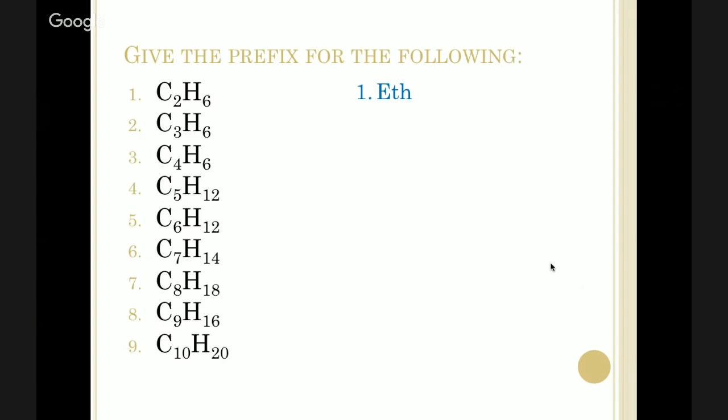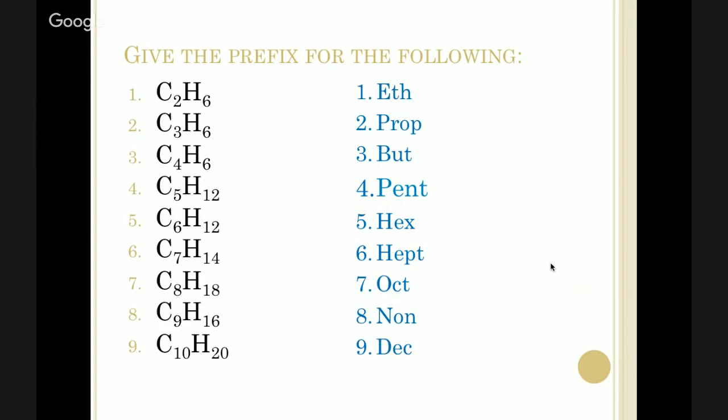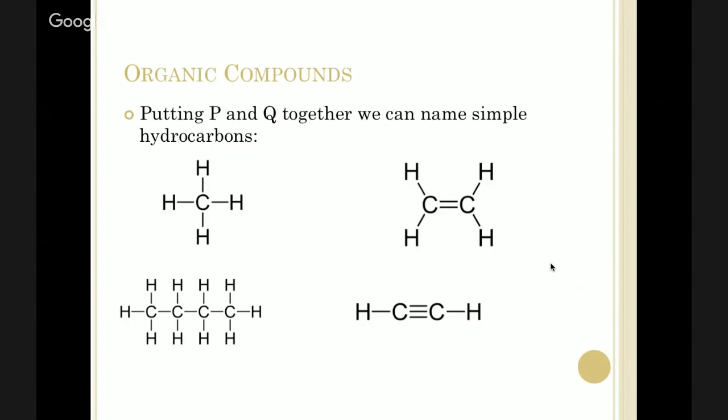So the first problem, I'm assuming it's an eth group because we have 2 carbons, and since the hydrogens are more than double, it would be ethane. I'm just going through the prefixes here. 2 is eth, 3 carbons is prop, 4 is but, 5 is pent because of the 5 carbons. I just put them in order. But all we're looking at is how many carbons they have. If you want to go through the suffix now, you would have to figure out the ratio of hydrogen to carbon. So putting those together, you can name these simple hydrocarbons.